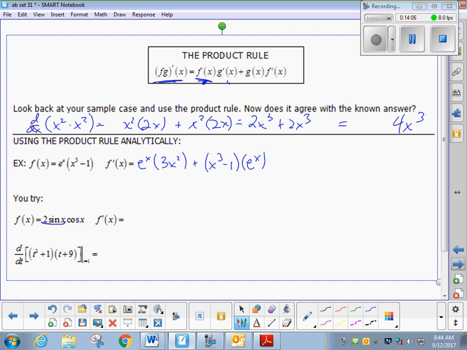So, did you include the 2 way up front or part of the sine? Part of the sine. Okay. So, first stays the same, 2 sine x. What's the derivative of cosine? Negative sine. Plus second stays the same, cosine of x, times derivative of the first, 2 cosine. Okay? So, that's fine. If you clean it up, I suppose you could have 2 cosine squared minus 2 sine squared. Any of those is fine. You don't have to clean it.